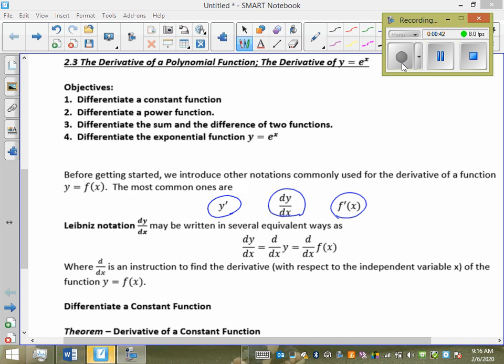Dy dx may be written in several different ways. They can go dy over dx, which is often the way it's written, or d over dx of y, so that means the derivative of y with respect to x, with y being f of x, right? So they're all just different notations. And honestly, when you go to university, you're just going to use whatever notation your prof likes better. But in AP, you could have either. They can ask it any way.